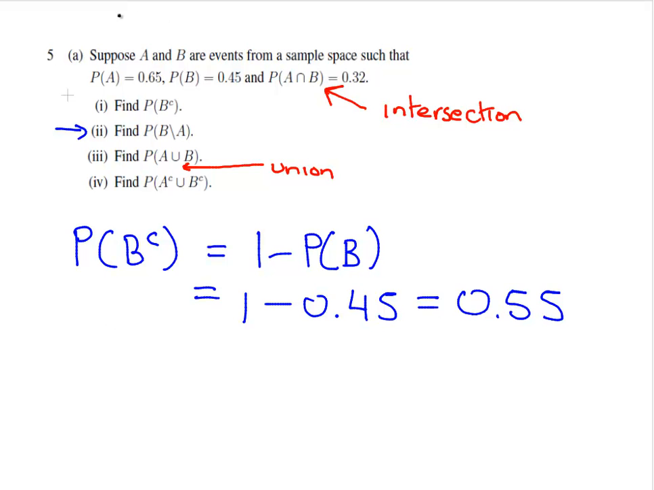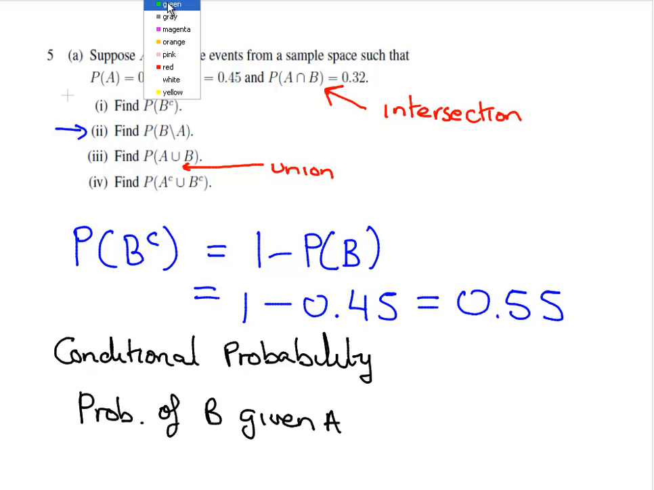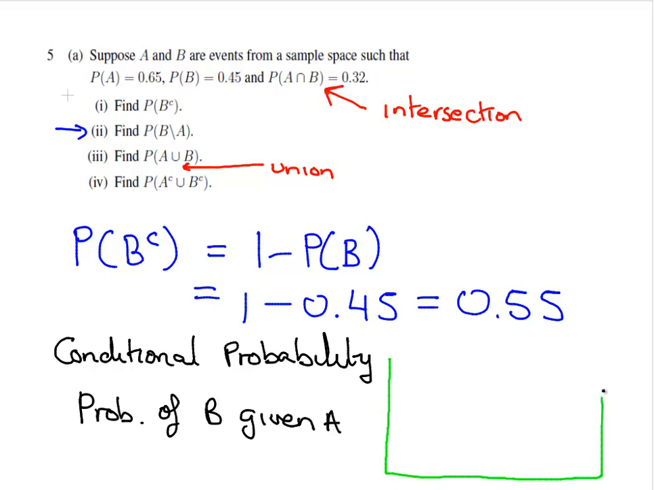Probability of B given A. Now this is, I'll do this one here in black, this is the conditional probability. And we might verbalize that as probability of B given A. Now, in the back of the exam paper, there is usually a formula given. So I'm just going to put the formula from the back of the exam paper here. And it's quite important. So this is the conditional probability formula here.